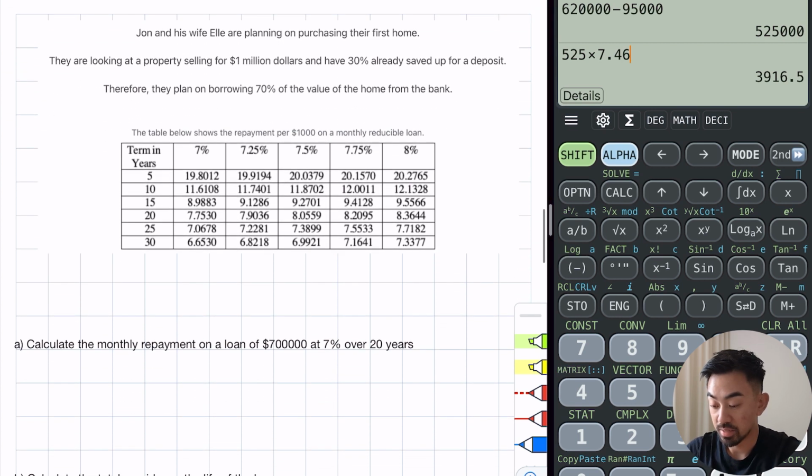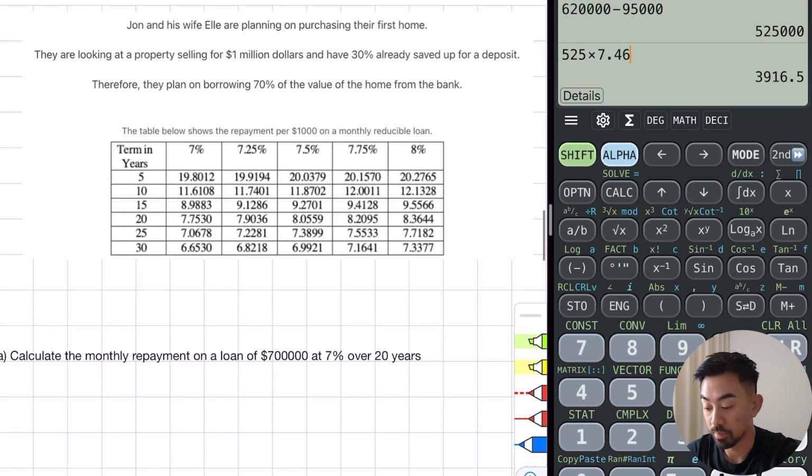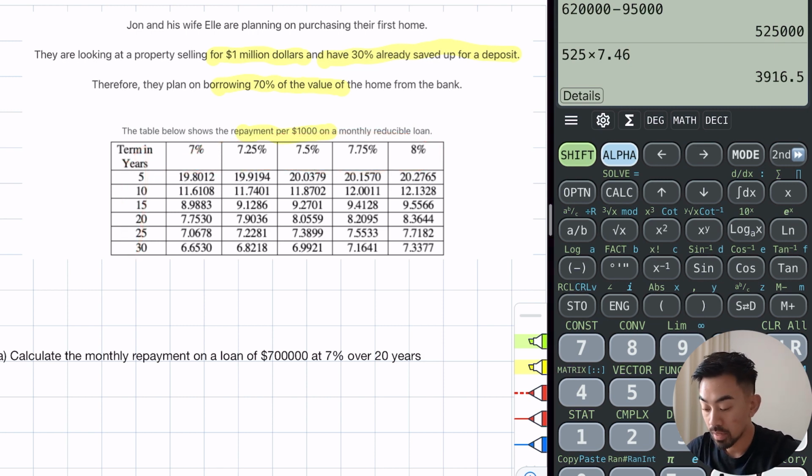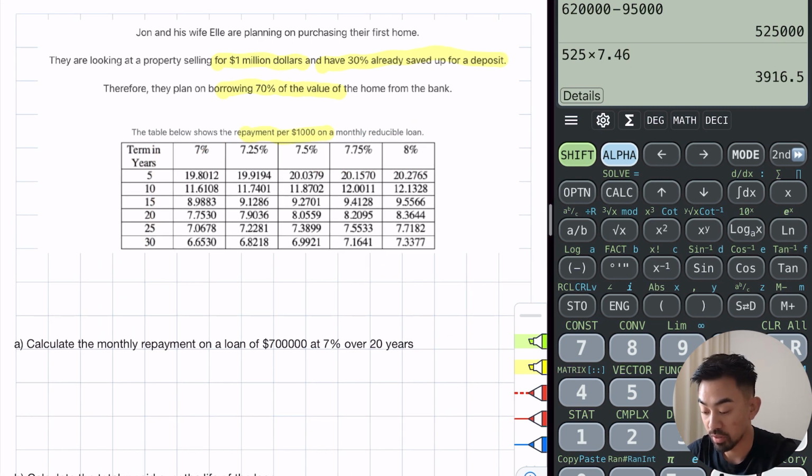Okay, last example here. So John and his wife Elle are planning to purchase their first home. They're looking at a property selling for $1 million and have 30% already saved up for a deposit. Therefore, they plan on borrowing 70% of the value of the home from the bank. So once again, repayments per $1,000, different time periods and different interest rates. Calculate the monthly repayment on a loan of $700,000 at 7% over 20 years. Okay, so it's pretty straightforward. 7%, 20 years, just find that number.